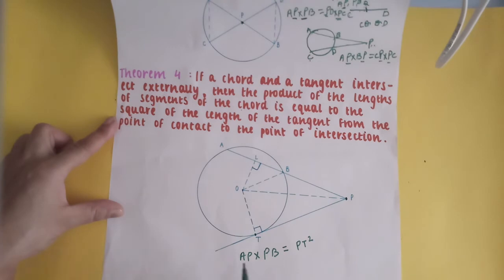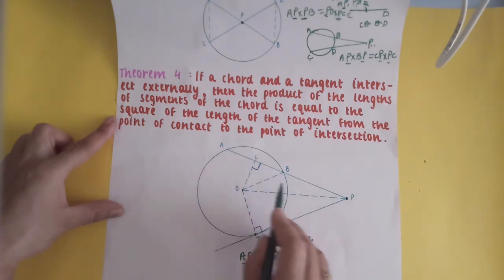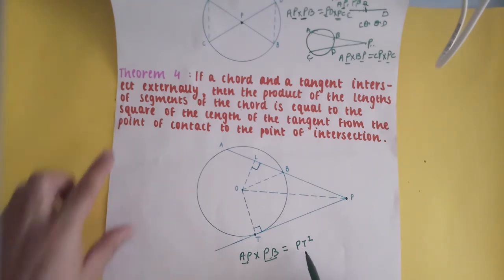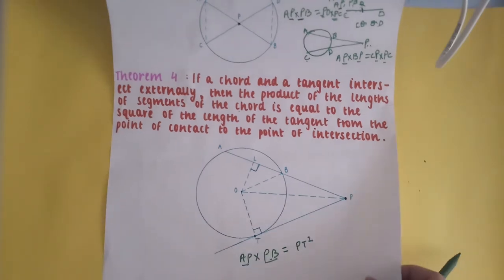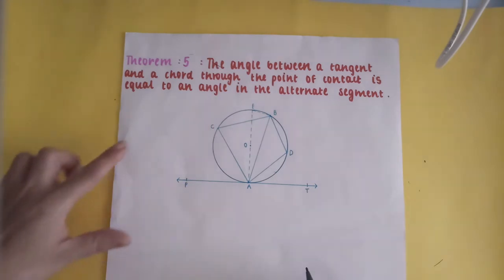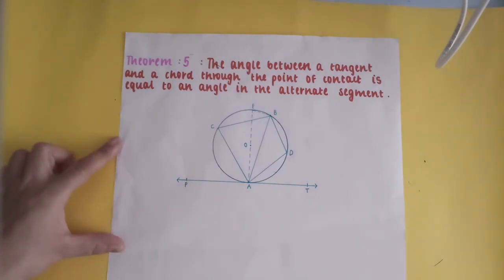So let me repeat. If the chord and the tangent are intersecting externally, then the product of the segments of the chord, P has to be there because of P chord AB is divided into two segments, is equal to the square of the length of the tangent, right? Alright, now we have one last theorem in the tangents, and we call this theorem the alternate segment theorem. Another name for this theorem is alternate segment theorem.